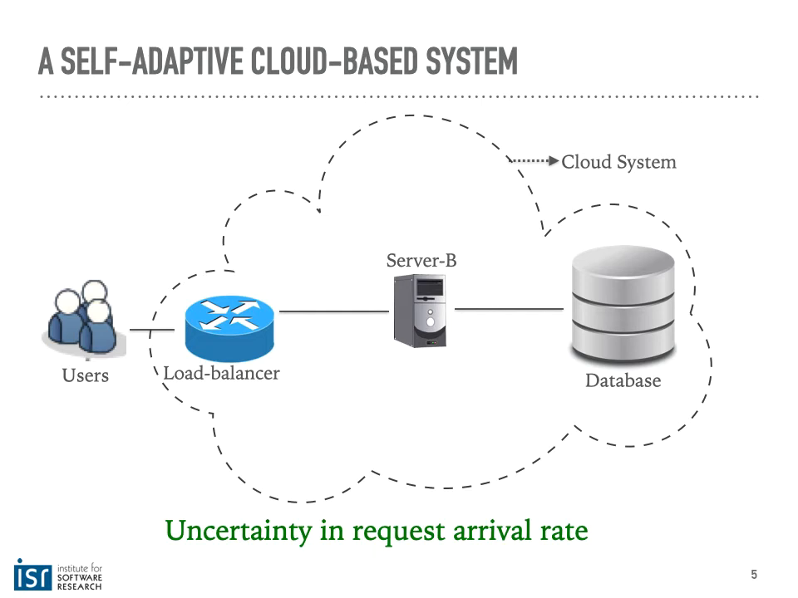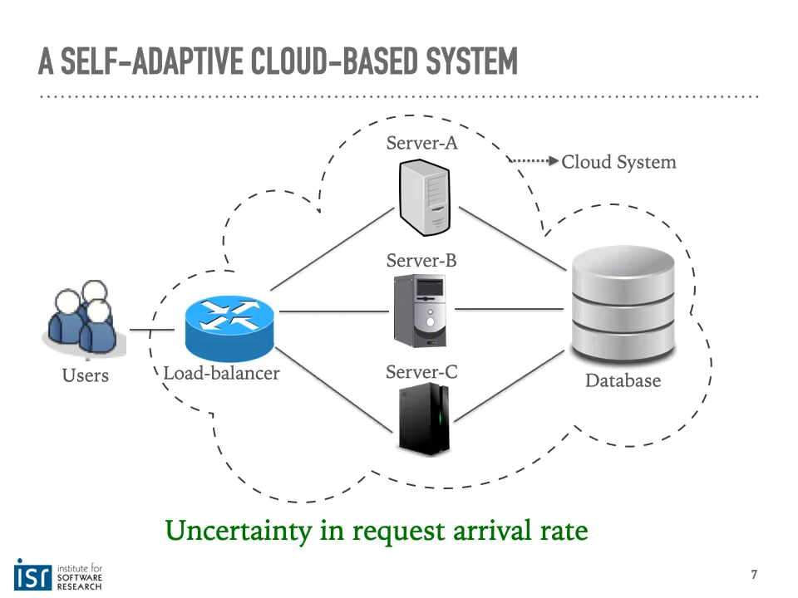Suppose initially a server of type B is active. If the workload on the system increases beyond the capacity of the server, the system can add more servers, possibly of different types, to manage the workload. However, as more servers are added, the operating cost also increases.